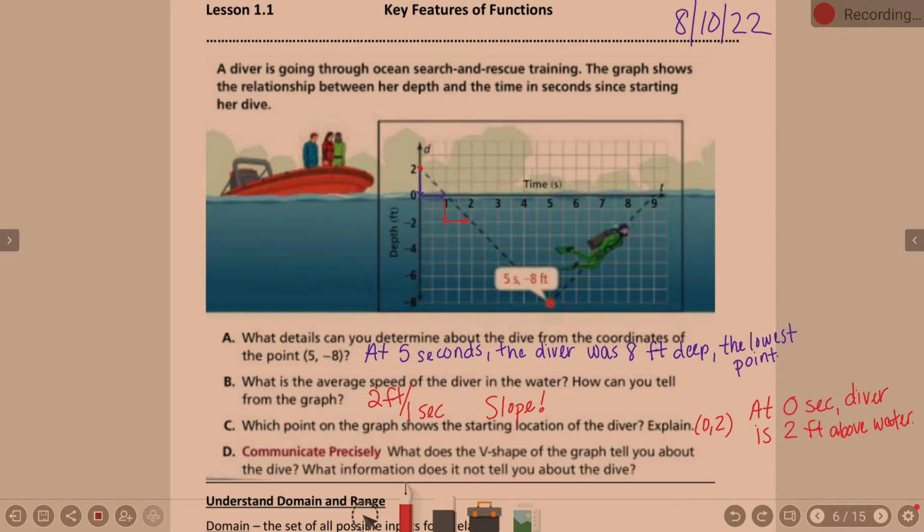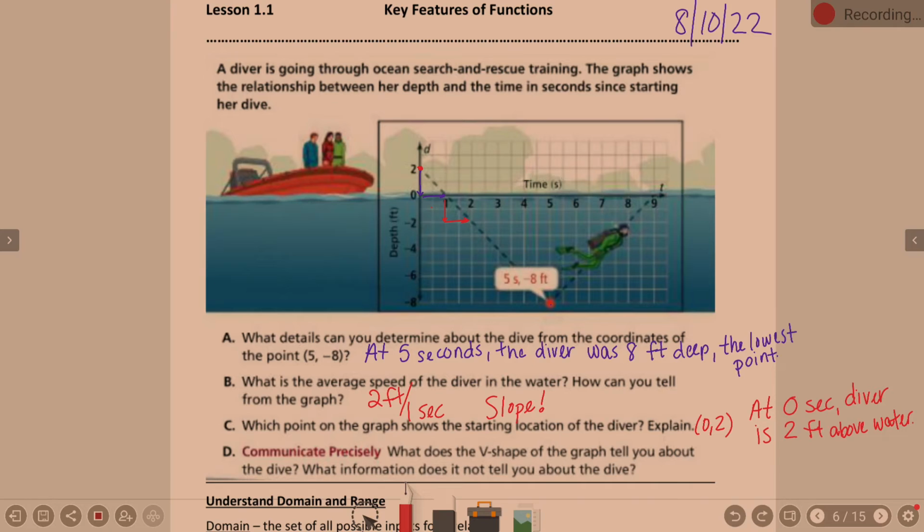Okay, and D. What does the V shape of the graph tell you about the dive? And what does it not tell you about the dive? What do we know this diver did? We know, based on our starting point, our low point, and our ending area, that the diver went down and came back up. Okay. In a total of 9 seconds. Okay. What do we not know? We don't know why. We don't know what the diver was diving for.